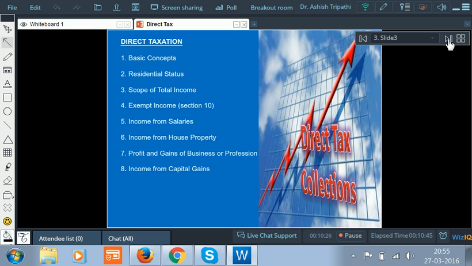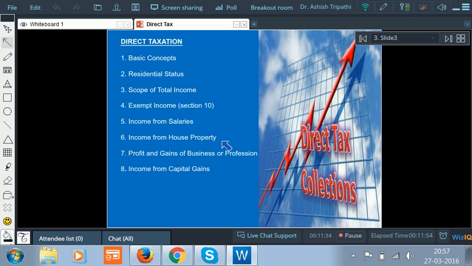Next head comes income from capital gain. Capital gain is nothing but capital profit. When you are going to have profit, and that too capital profit, if you sell any of your capital asset, you might get profit out of that particular sale. So that particular profit or gain will come under this head, income from capital gain. Capital asset could be your fixed asset like land, building, plant and machinery, motor vehicle, furniture, or your investment in shares, house property. If you sell any of these assets and generate profit, such profit will come under the head income from capital gain.